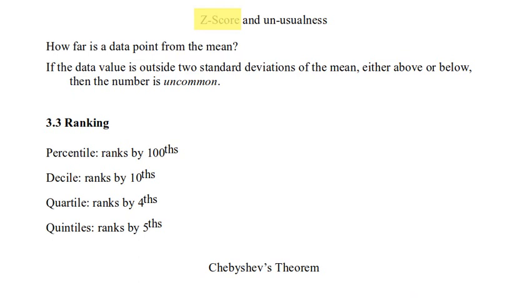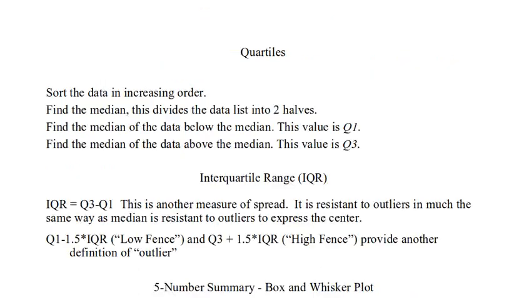Now let's talk a little bit about ranking. Let's talk about the words that go with these. If we divide the population into hundredths, we're dividing it into percentiles. Tenths is deciles, fourths is quartiles, fifths is quintiles. So some nice vocabulary there. Quartiles divide the data into fourths, and that's easy to do.